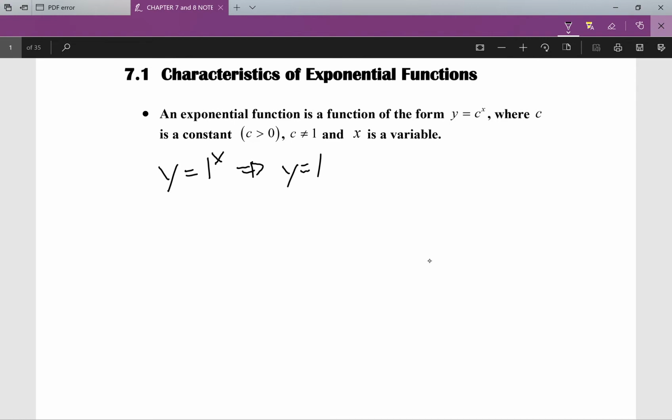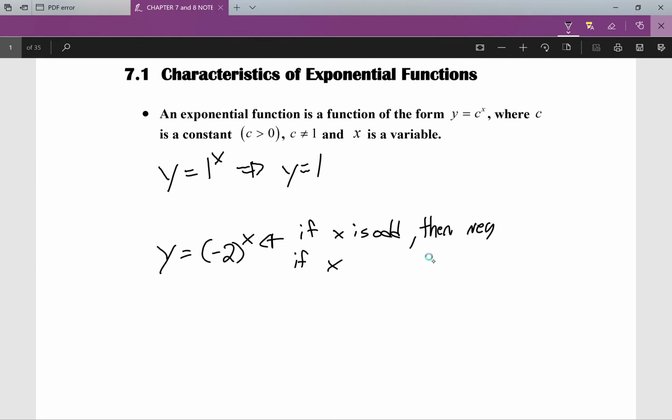The next piece of this is, let's say I had y equals (negative 2) to the power x. Now you'll see I'm being very careful with the brackets on this one. If I had the negative on the outside, that would be allowed. But as it stands right now with that negative 2 on the inside, if x is odd, then it'll be negative, and if x is even, then it'll be positive.